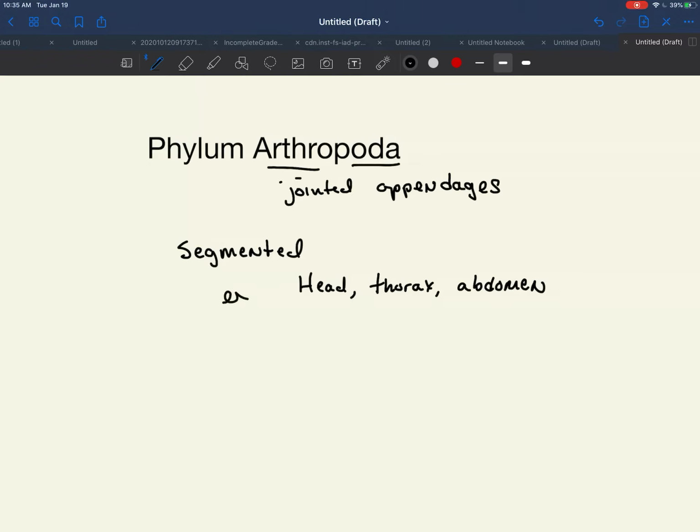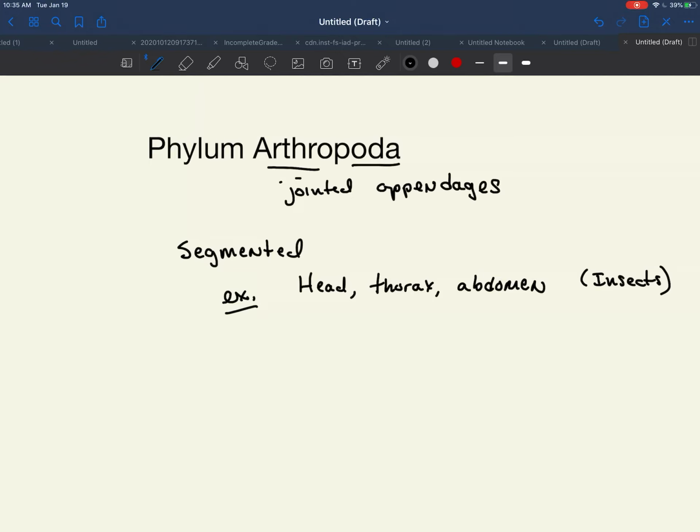So this is just an example. Some of the segmentations are different. When we look at spiders and crustaceans like crabs and lobsters and shrimp, they would have a different number, and their segments might be called something else. So this is an example. This would be in insects.